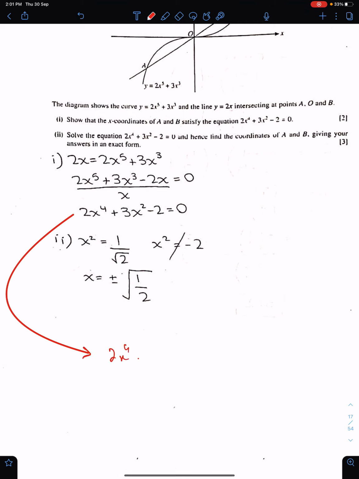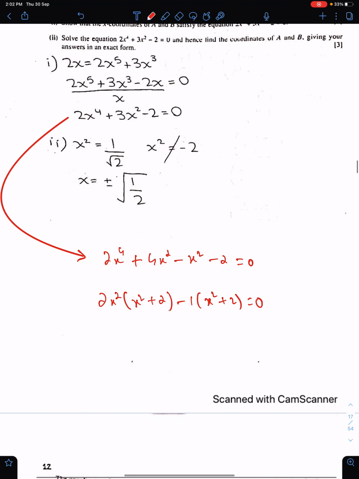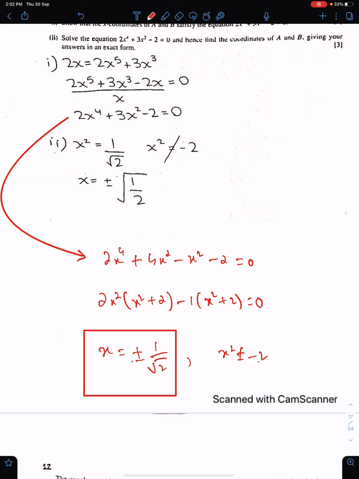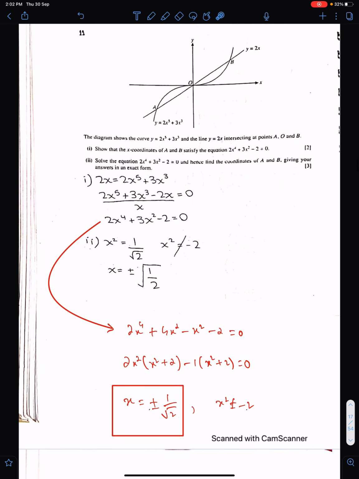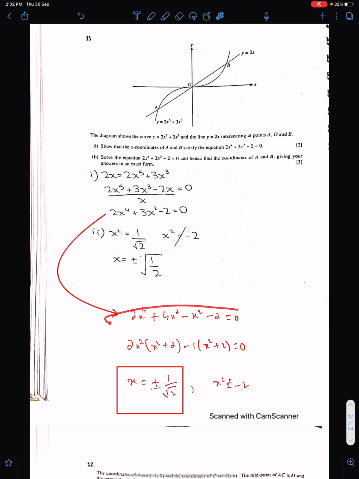(2x power 4), 4x square minus x square minus 2. So by taking 2x square common, we have x square plus 2 here, minus 1, x square plus 2. So we have x is equal to plus minus 1 upon root 2, and this is invalid. That's the final answer. You have to show the working of breaking the middle term.